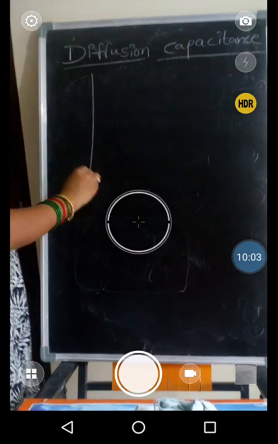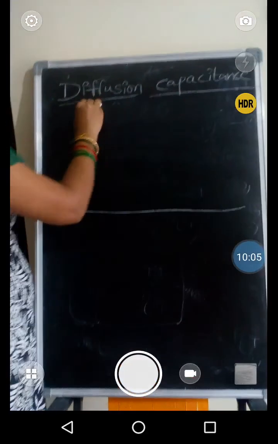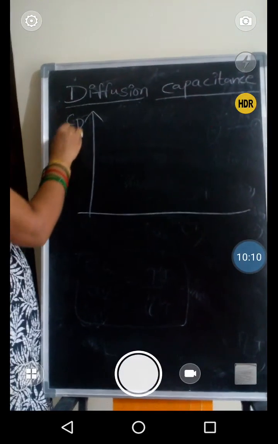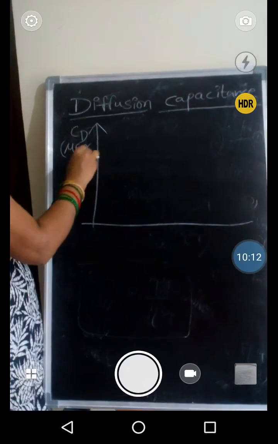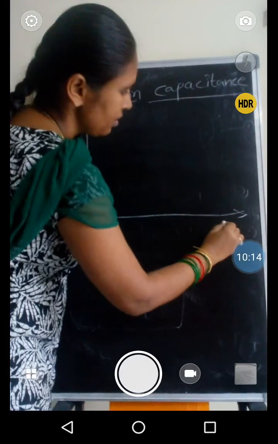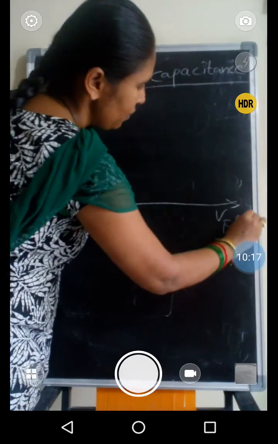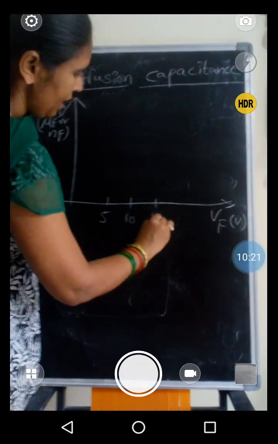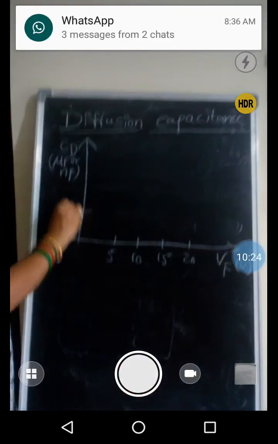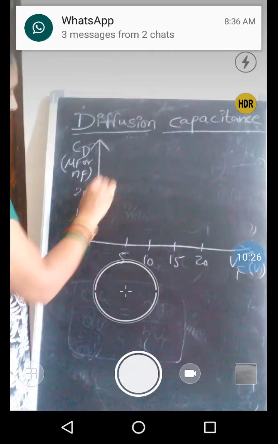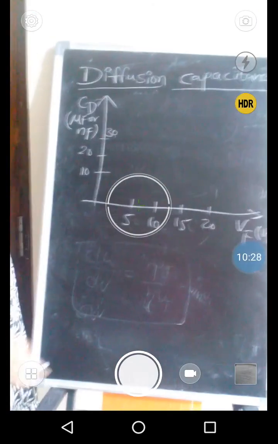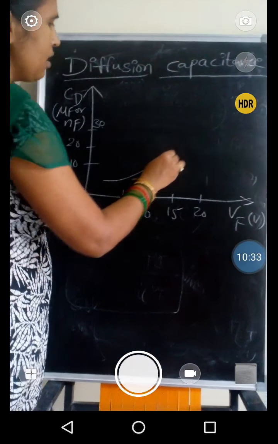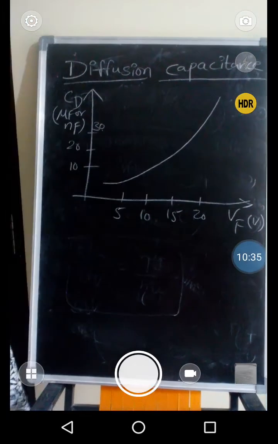Coming to the characteristics of diffusion capacitance. On the y-axis is the diffusion capacitance, in microfarads or nanofarads. On the x-axis is the forward voltage, in volts, like 5, 10, 15, 20. As we increase the forward voltage, the corresponding diffusion capacitance increases.